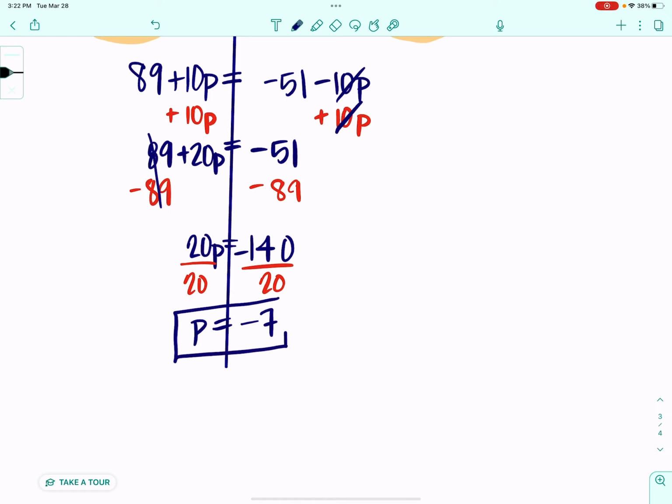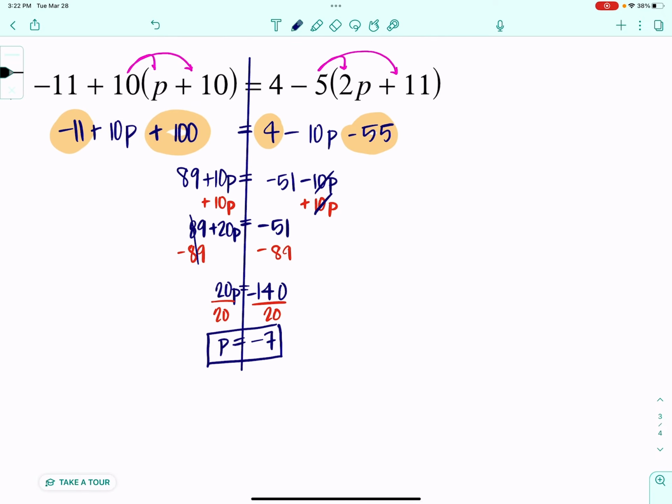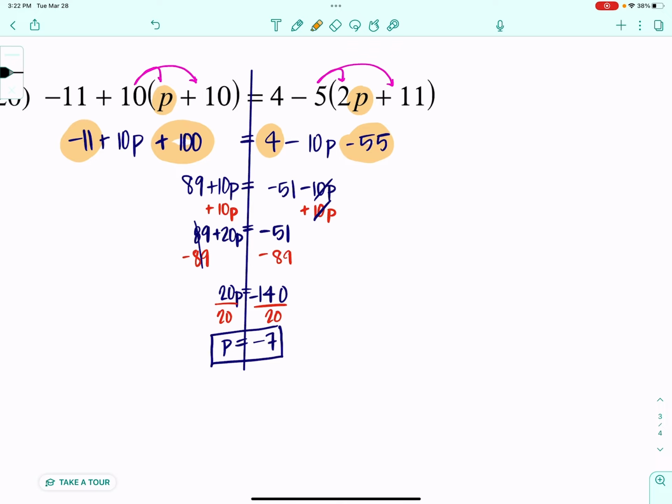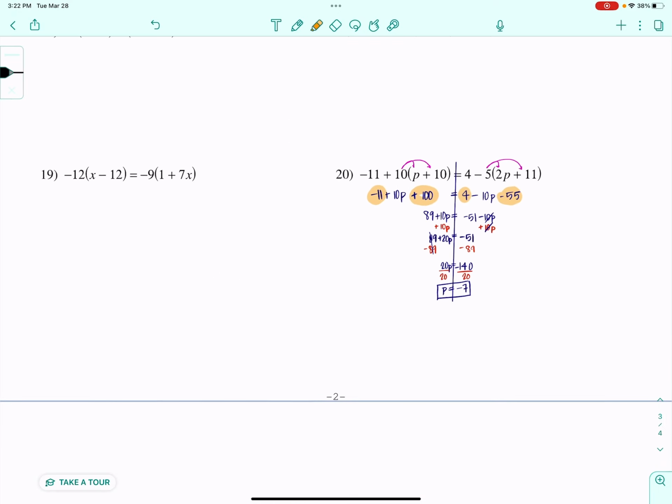And it is totally fine for you to get a negative number for your variable. If you wanted to go check it, you could plug it in for p in both places to double check your work. That is the end of solving multi-step equations.